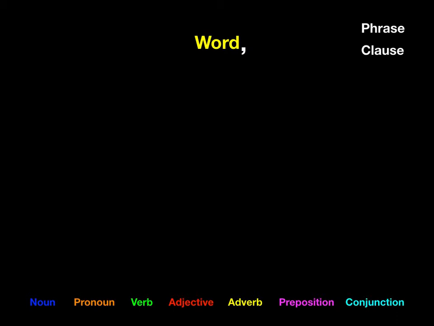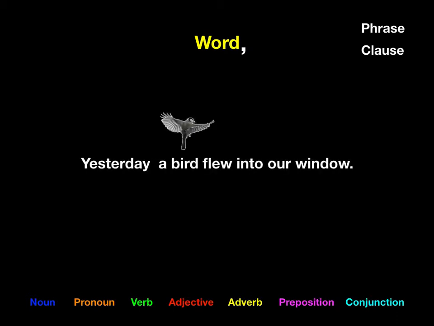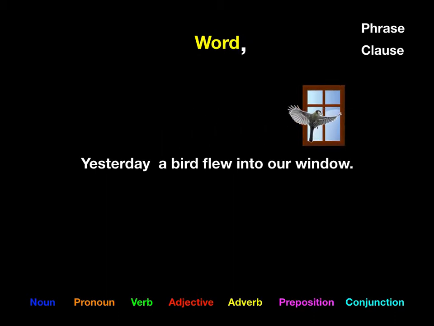Let's take a look at one more example. Yesterday, the bird flew into the window. Within this sentence, let's begin by identifying our verb. We should be able to identify the action verb flew. We then need to identify our subject by asking ourselves who or what the verb. So who or what flew into the window? Our subject then would be bird. Before bird, we can see that we have two words, yesterday and a.